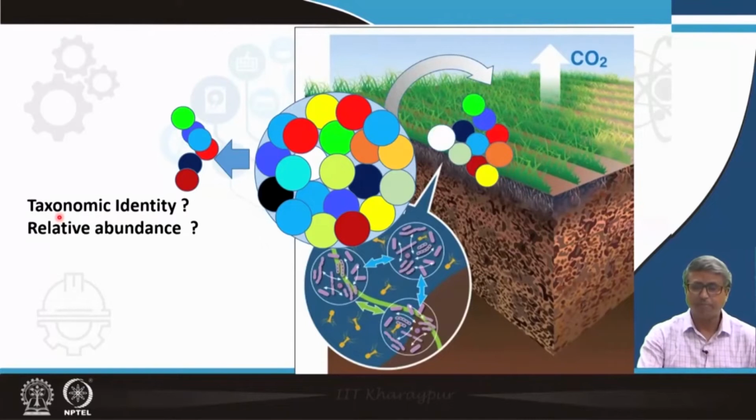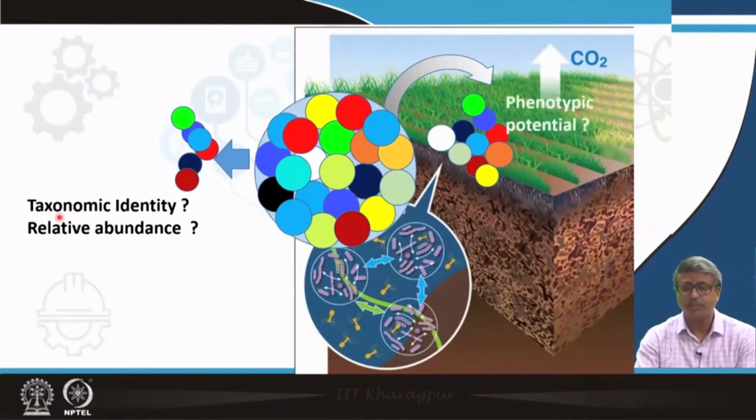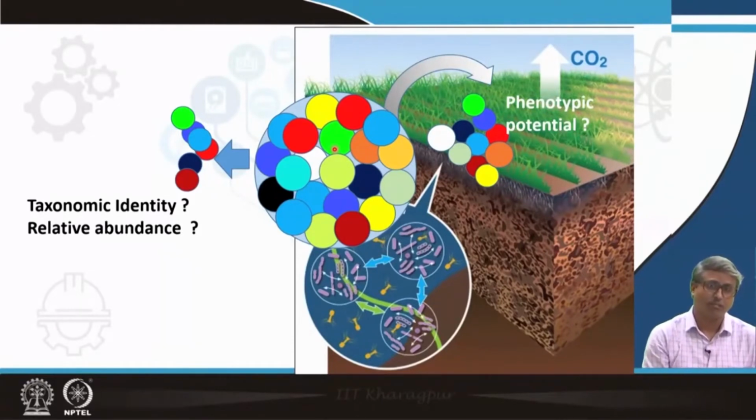But at the same time, we can also try to develop or implement some methods through which we can assess the community's phenotypic potential, like what genes are present in these organisms and what enzymes are encoded by these organisms. We can make some assessment on them. Then if we can make a catalog of those enzymatic properties, it is going to give us the idea about the phenotypic potential.